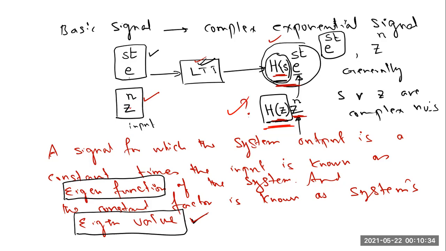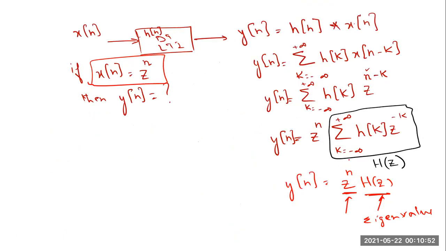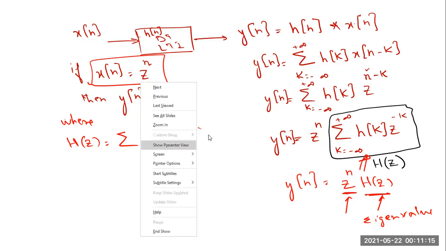How was I sure that if the input is z raised to power n, the output is also z to the n multiplied by this constant or amplitude factor? And now you also know what this H of z is. This H of z is actually this summation. So the eigenvalue for a discrete time LTI system is the summation of h, and this small h is the symbol for the unit impulse response. So this eigenvalue is actually related to the unit impulse response of the system.